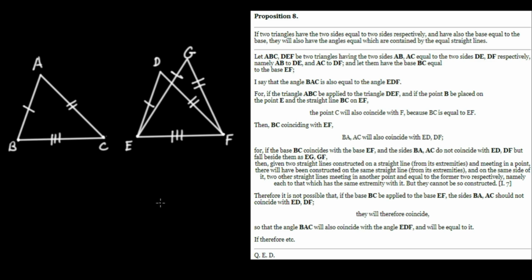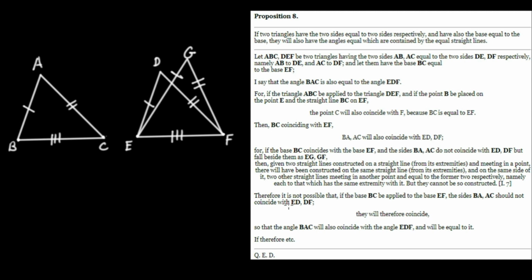Then this contradicts Proposition 7, where we showed that this construction is absurd. It's impossible. Euclid says, then, given two straight lines constructed on a straight line from its extremities and meeting in a point, there will have been constructed on the same straight line from its extremities and on the same side of it two other straight lines meeting in another point and equal to the former two respectively, namely each to that which has the same extremity with it. But they cannot be so constructed, as the previous proposition has proved.